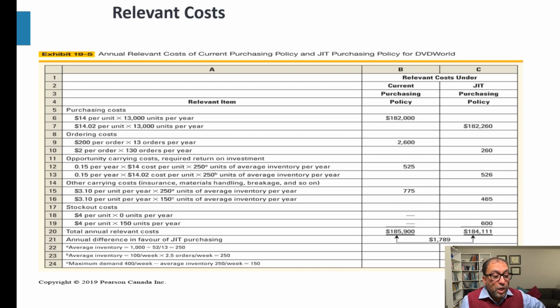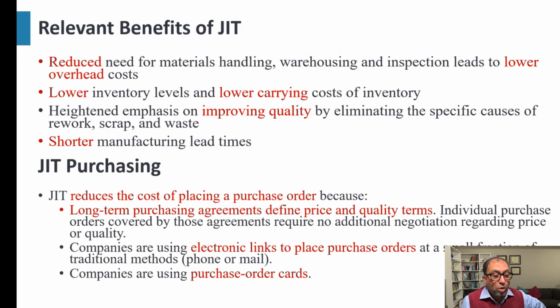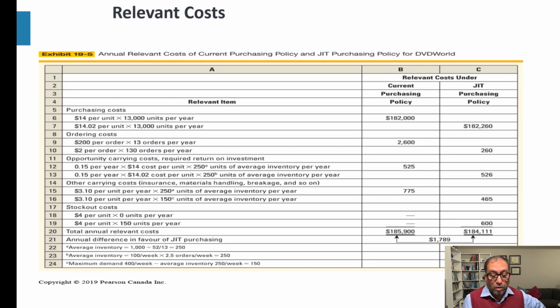Ordering cost, how much is an order? $200 per order and 13 orders per year. And we see here that the ordering cost is $2 per order and 130 orders per year. So we see that's a huge difference: 2,600 versus 260 for just-in-time orders.